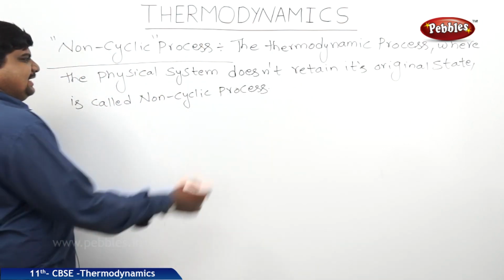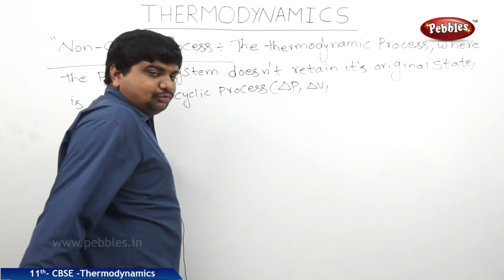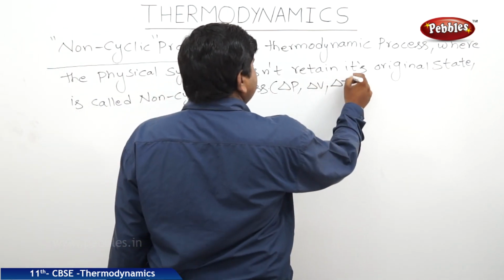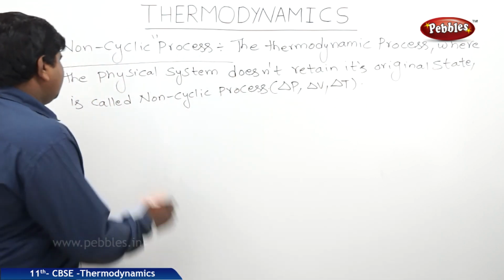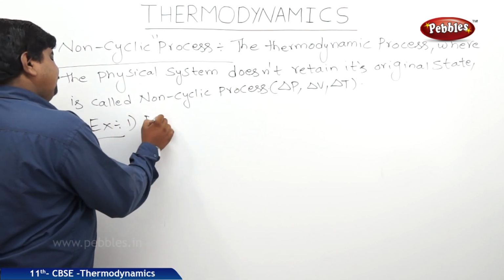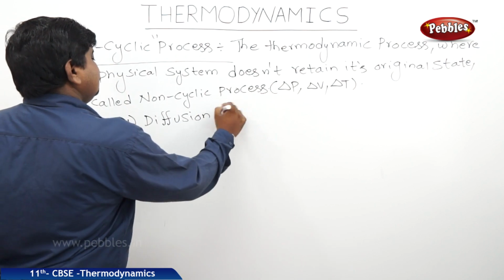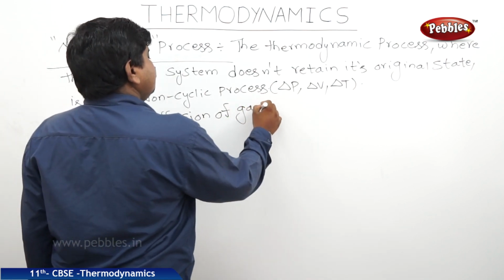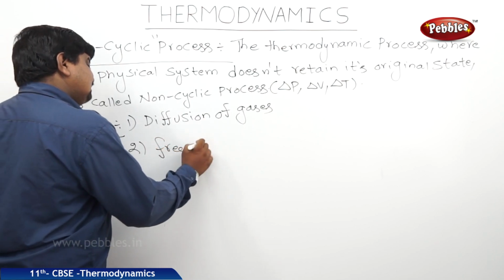So, what are the changes experienced? Delta P, change in pressure, delta V, change in volume, delta T, change in temperature. As this goes on, what are the examples? Diffusion of gases, second one, free expansion of gases.